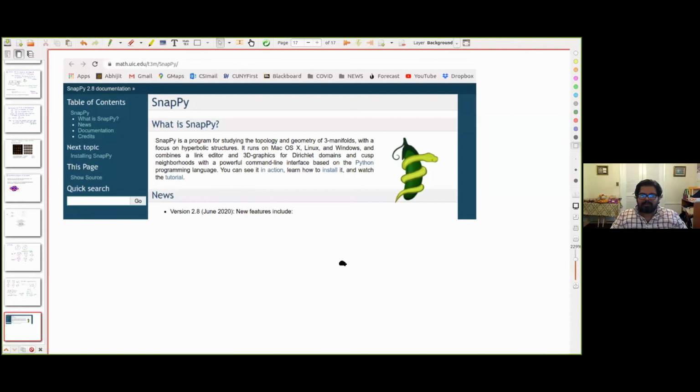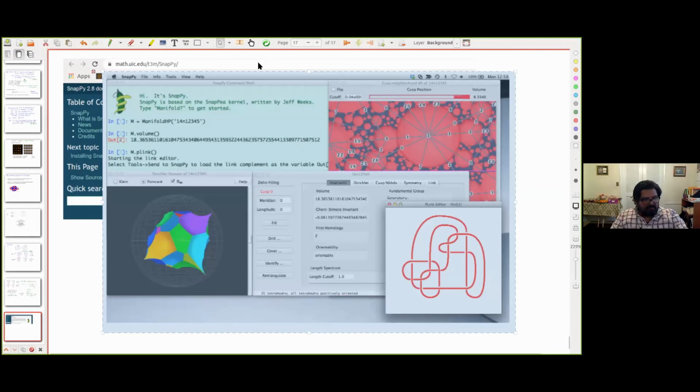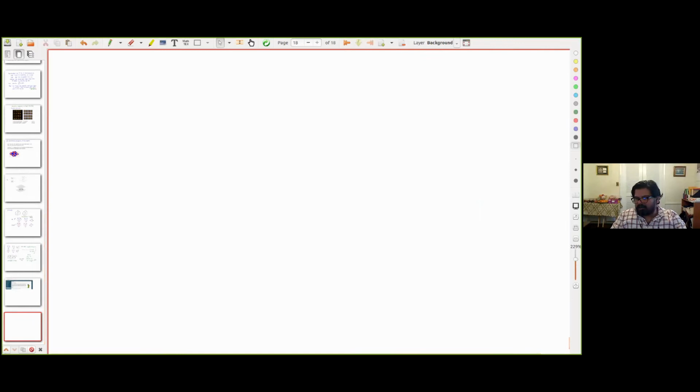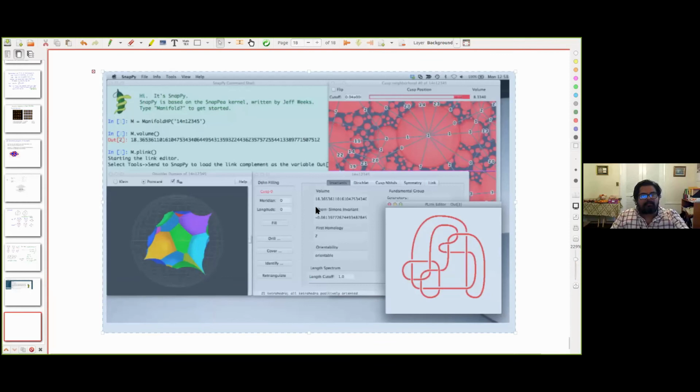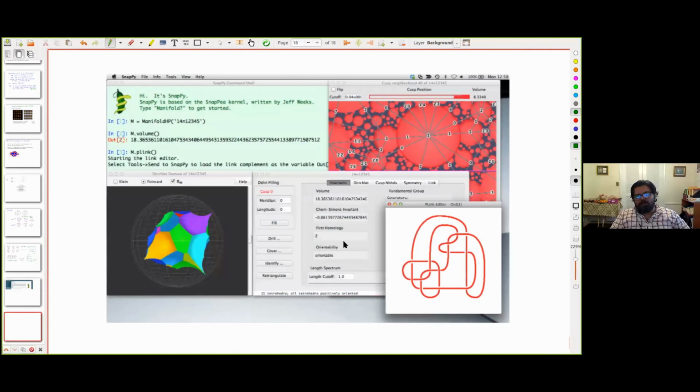So there is a screenshot. Here is what SnapPy looks like. SnapPy has many censuses, knot tables, censuses of hyperbolic manifolds, knots, links, and you can load up the censuses. You can draw the knot on your own. It gives you a bunch of topological information, homology, fundamental group. It gives you a bunch of geometric information. It shows you a lot of information about the cusps. It can also show you some fundamental domains and so on. So there is a lot of information which SnapPy can give you.